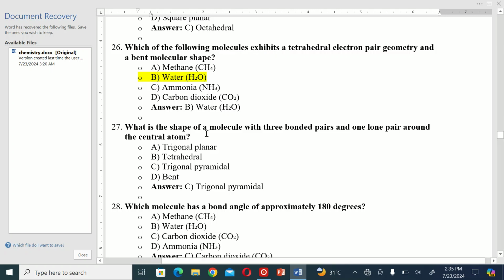What is the shape of a molecule with three bonded pairs and no lone pair around the central atom? A. Trigonal planar. B. Tetrahedral. C. Trigonal pyramidal. D. Bent. So the correct option is C.